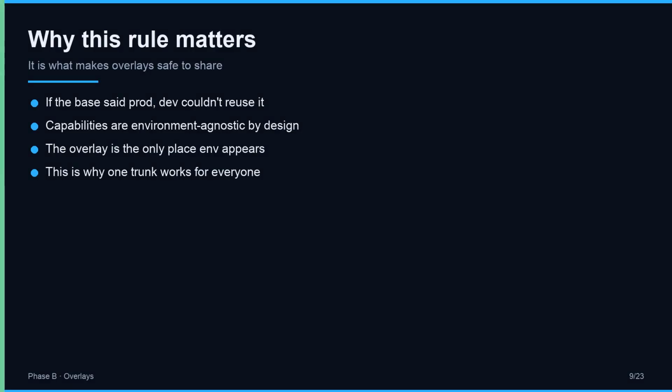Why does this rule matter so much? If the base contained the word prod, then dev could not reuse it, the base would be biased. Capabilities are environment agnostic by design. Security scanning is either on or off, regardless of what you call the environment. The overlay is the only place an environment name ever appears. That separation is exactly why one trunk can serve everyone safely.